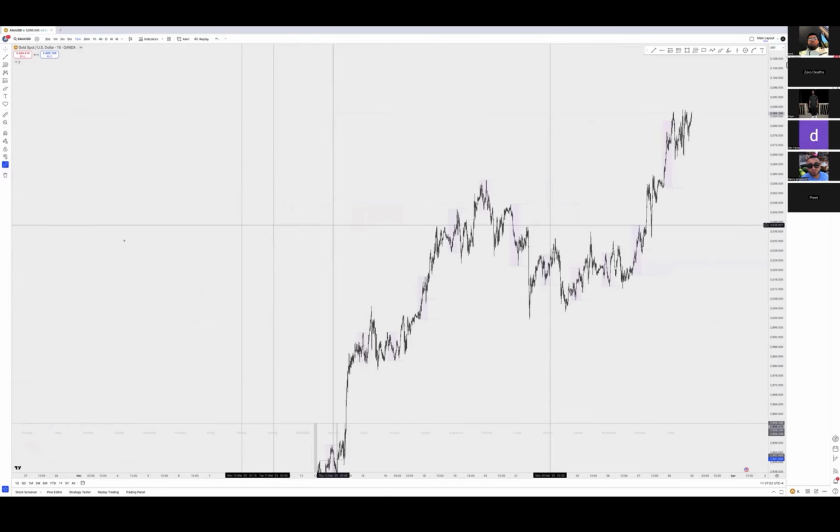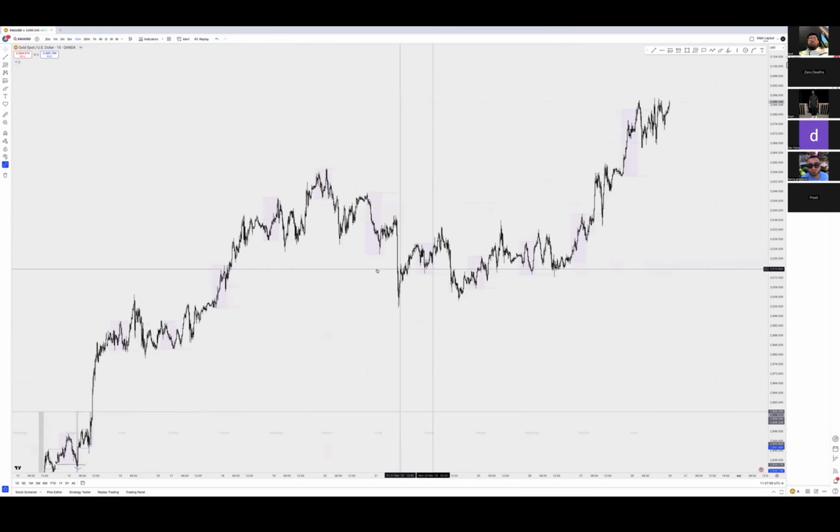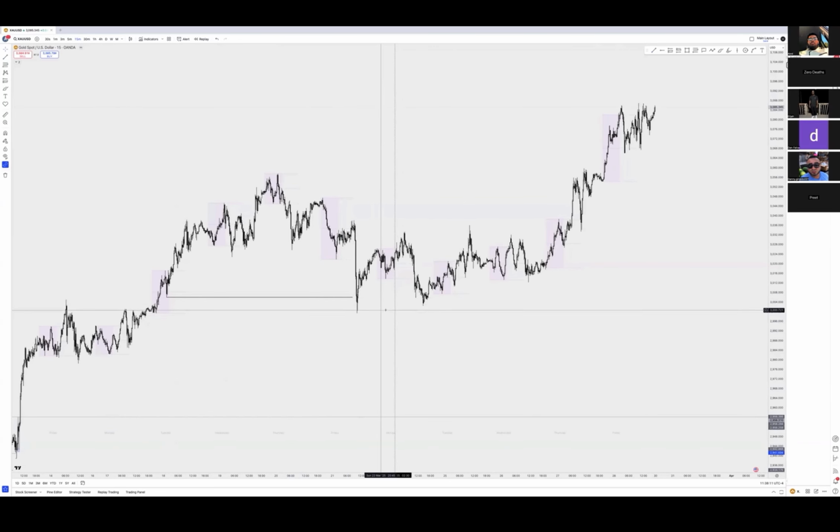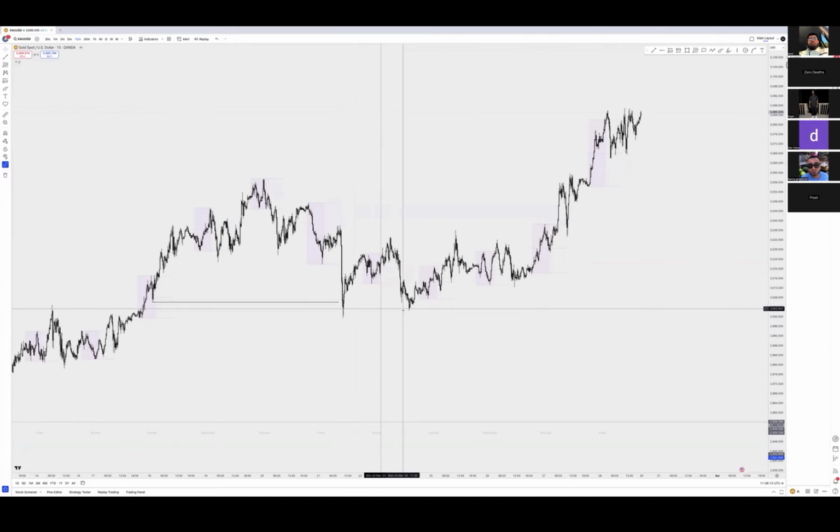And then let's see if I could delete the other ones. Okay, boom. Came down lower, swept all this right here, and then left that intact. Anyhow, swept that and then started moving to the upside.